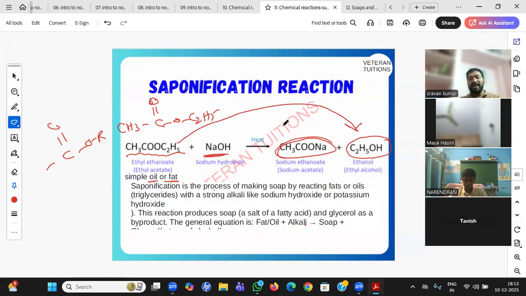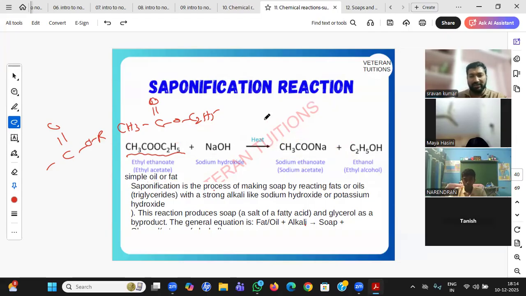This is just the opposite reaction to esterification. Saponification is opposite to esterification. But anyhow, we are not concentrating more on this. We are concentrating on soap here. Soap, okay? CH3COONa. What is this name?